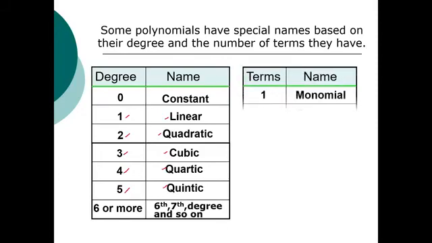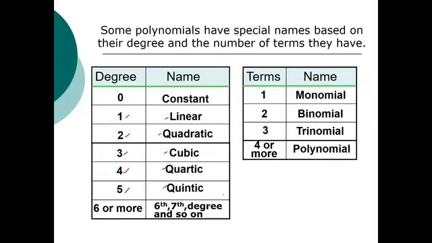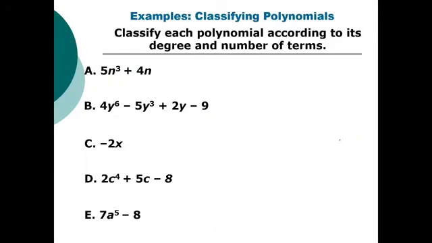Okay? Now, if we will be dealing with the number of terms, if you only have one term, you call it a monomial. If you have 2 terms, you call it a binomial. If you have 3 terms, you call it a trinomial. If it's more than 3 terms, like 4 or more, you call it a polynomial. But these 3 are also polynomials, but they have special names. Okay? Now, let's classify each polynomial according to its degree and number of terms.